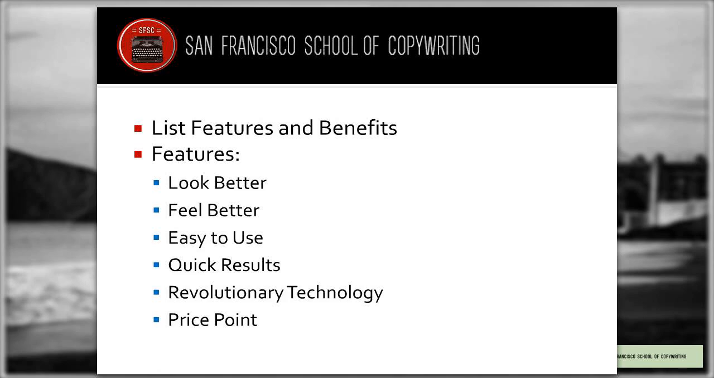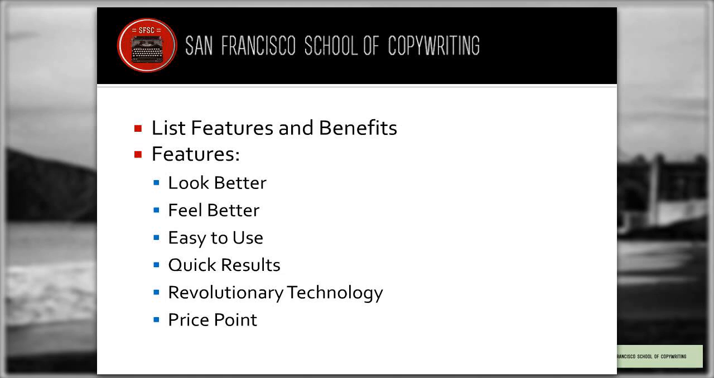So then you list the features. What would happen? Imagine here we're talking, it doesn't really matter, it could be something you apply topically. It could be something you take internally. But what would a benefit of an anti-aging product be? You might look better. You'd feel better. Maybe it's easy to use. Maybe it gives quick results, or it has a revolutionary technology or a new ingredient that was recently discovered or recently become available. We talked earlier about unique selling proposition.